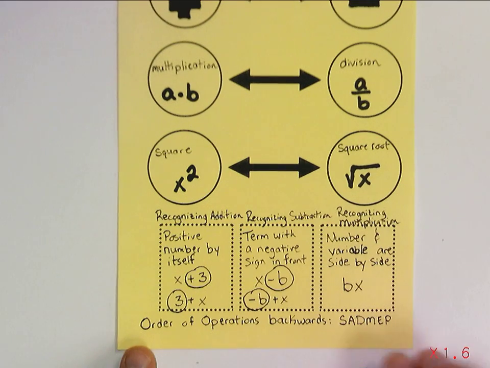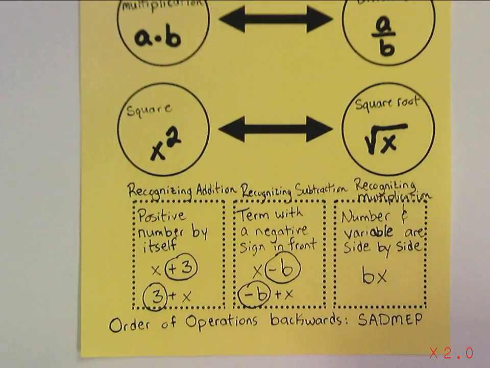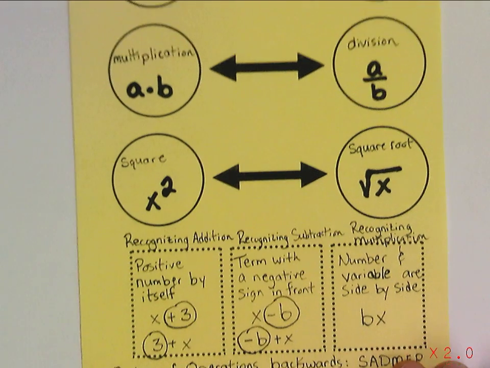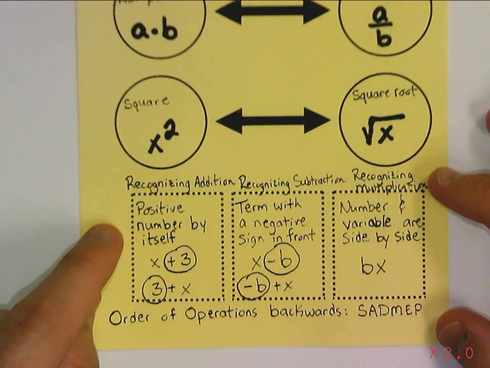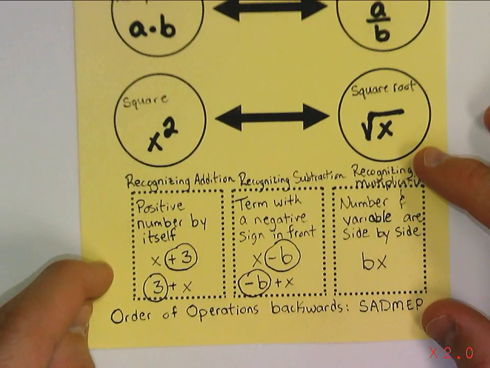Another important part of solving equations is recognizing where addition is, where subtraction is, where multiplication is, and where division is. Now, division is pretty easy to spot. It typically looks like a fraction, and like we have up here, multiplication would undo that. But recognizing addition, subtraction, and multiplication can sometimes be tricky. So if we look first at recognizing addition, it's just going to be a positive number by itself.